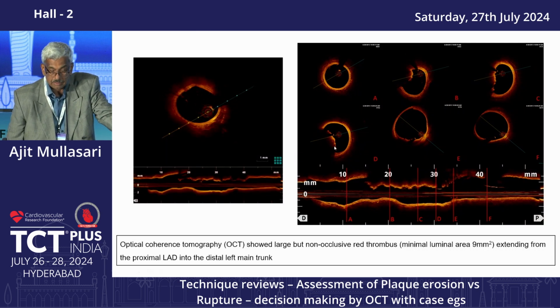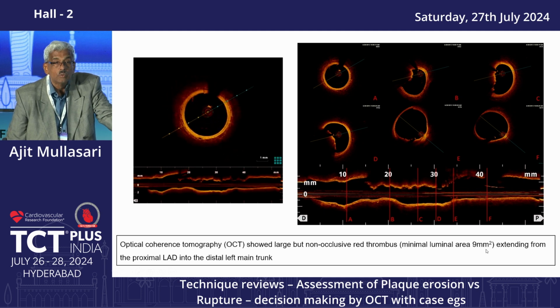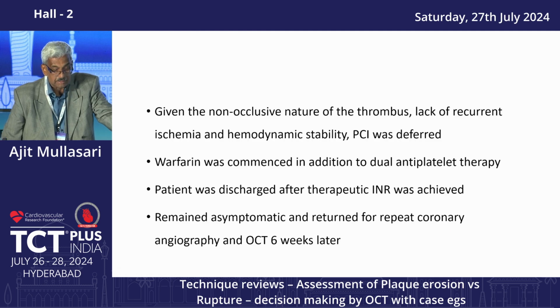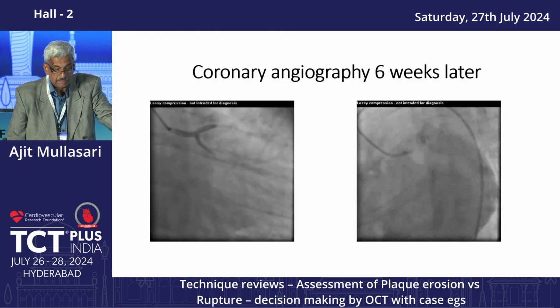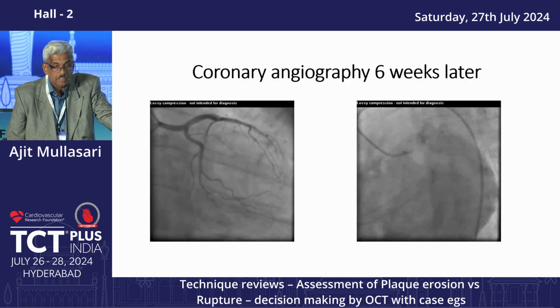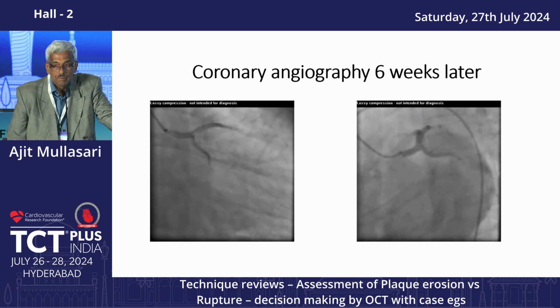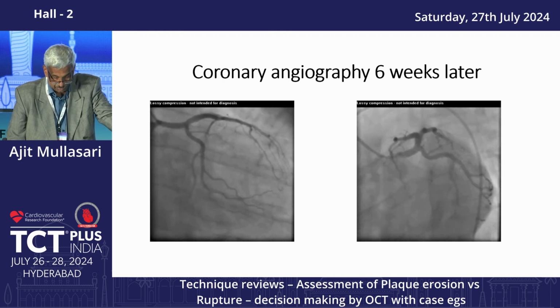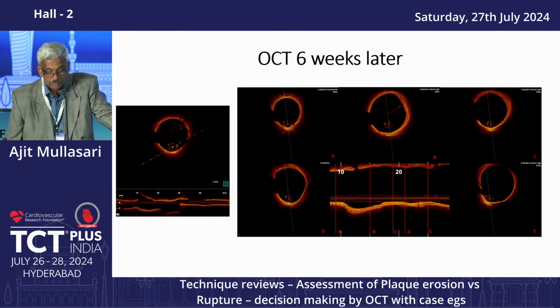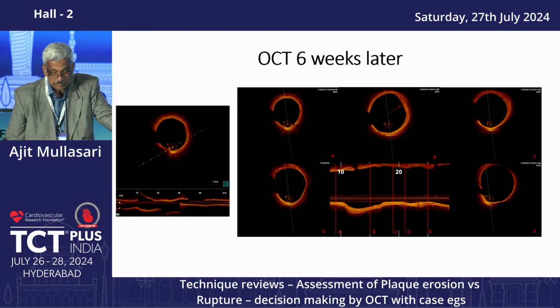This is clear-cut erosion with a thrombus with good lumens, 9 millimeters square, no need to stent. Put the patients on medical therapy. So here we use warfarin, antiplatelet for 1 month, and then warfarin and single antiplatelet. And you can see 6 weeks later, you can't even see if there's a lesion there. Everything is cleared, and the artery looks absolutely pristine. And you look at this OCT, just very minimal thrombus left behind, everything else looking perfect in this patient.